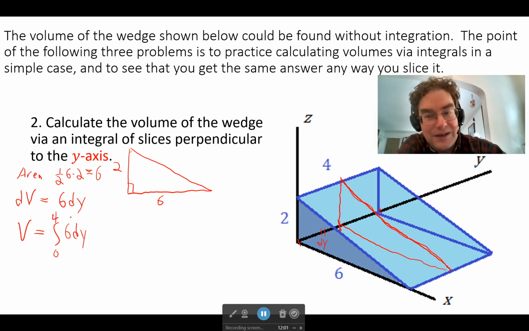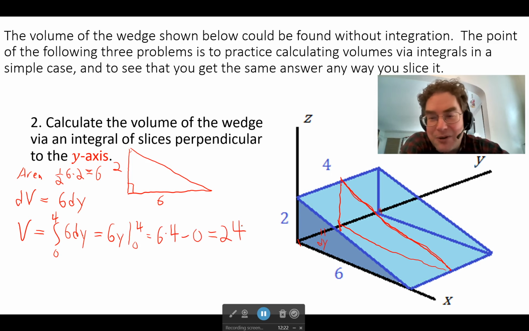This is an especially easy integral. Maybe it falls into the so-easy-it's-hard category, but in any case, the antiderivative is just going to be 6y. Evaluating that at 0 and 4, we get 6 times 4 minus 6 times 0, which is just 0. And so once again, we get 24. Same result as before, so very consistent. If you had to pick just one way to do this integral and you wanted to make it an easy one, this is probably the easiest way to slice it.